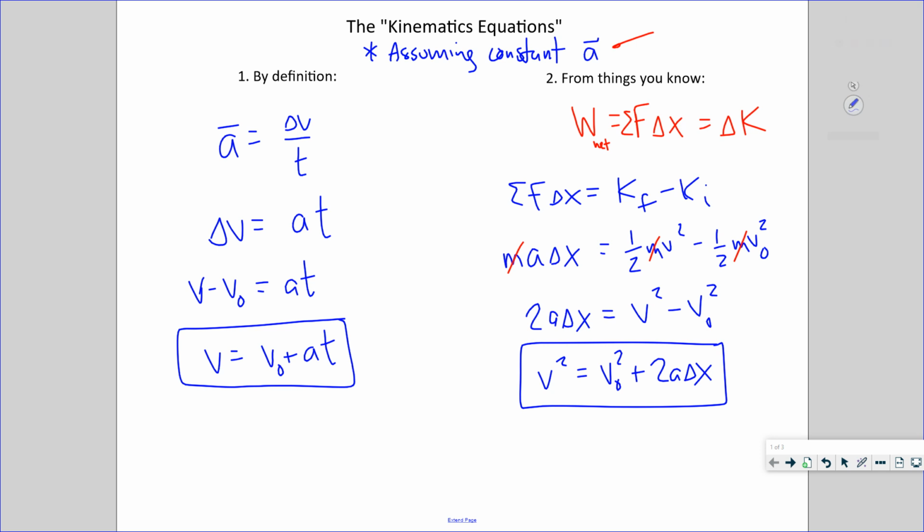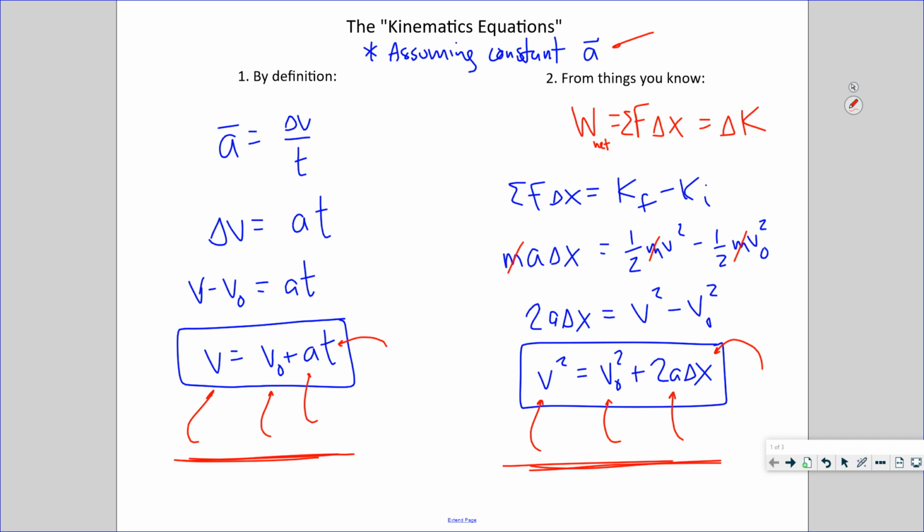Now, unlike the one on the left, which says if you want to know what an object's velocity is at some instant, you better know what its velocity was and for what amount of time it accelerated at a certain rate, this one says you better know what its velocity was and over what distance it accelerated at a certain rate. So the difference is, are we talking about acceleration as it occurs over time or acceleration as it occurs over space?